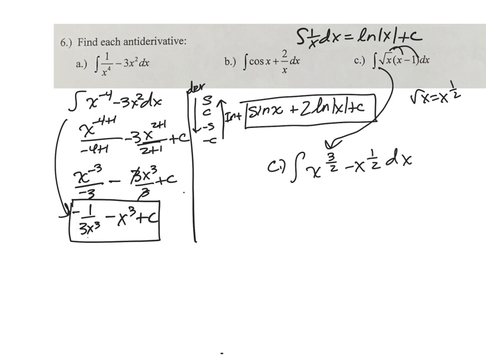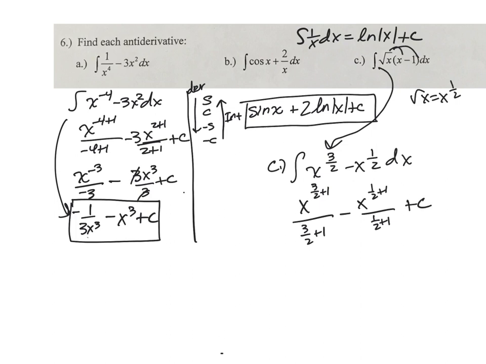So now when we find the antiderivative, that would be x to the, again, I'm going to write more than you really need to, x to the 3/2 plus 1 over 3/2 plus 1, and then minus x to the 1/2 plus 1 over 1/2 plus 1, and don't forget the plus c.